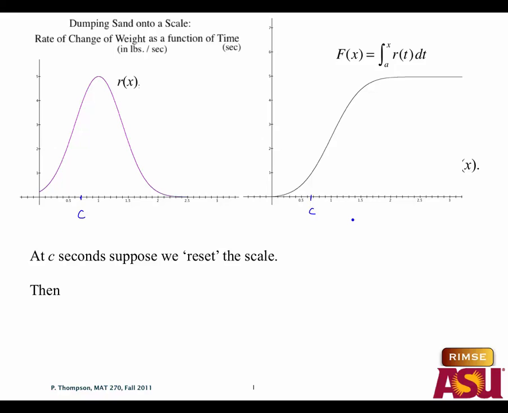We hit the reset button on the scale. So if this is A, say in this case A is 0, okay? So this represents the total amount of sand, the weight of all the sand on the scale. If we hit reset at C, how can we rewrite that total weight of sand on the scale?